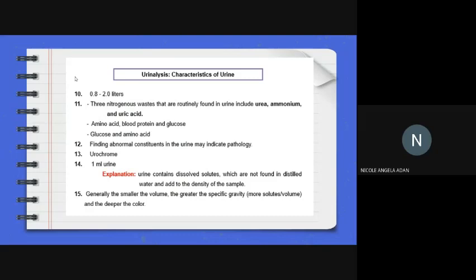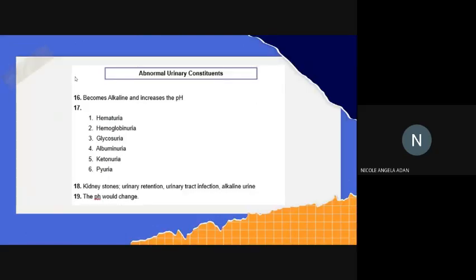Okay, we are moving on to abnormal urinary constituents. Number 16, how do urinary tract infections affect urine pH? Well, the answer is you can track the infection in our urine when it becomes alkaline. That's how you track the infection.